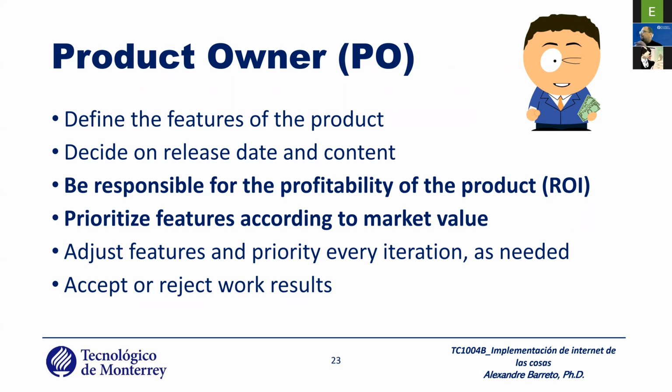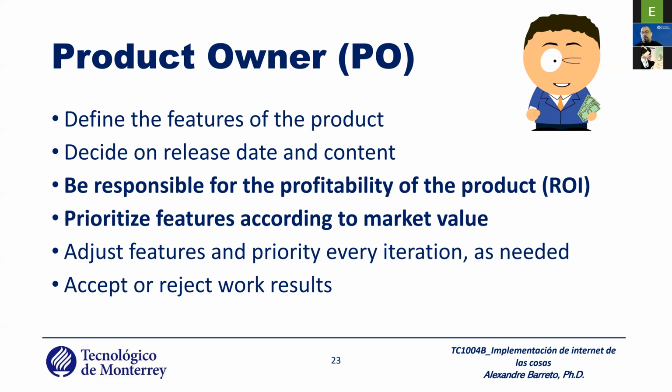Responsible for the profitability of the product, the ROI, prioritize the features according to market value, adjust the features and priority every iteration as needed, and accept and reject the work. The meeting that you have at the end is you present the things to the PO, and the PO decides, okay, approve the artifact or deny the artifact.